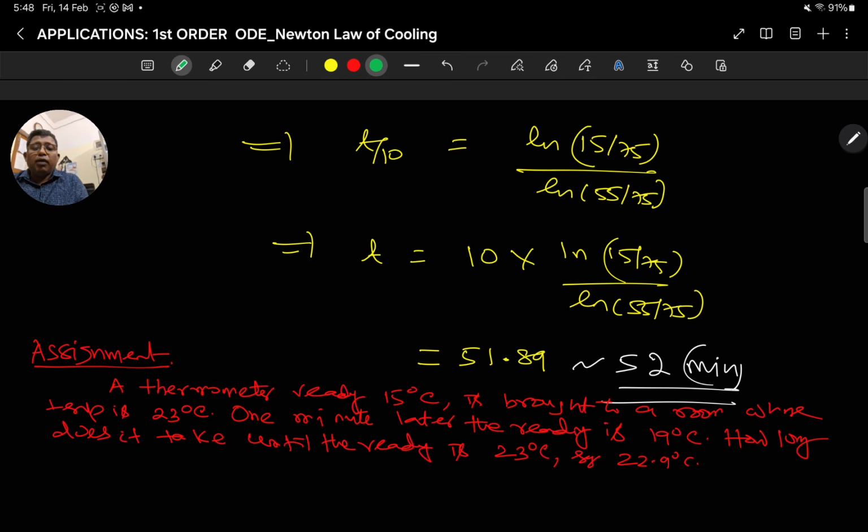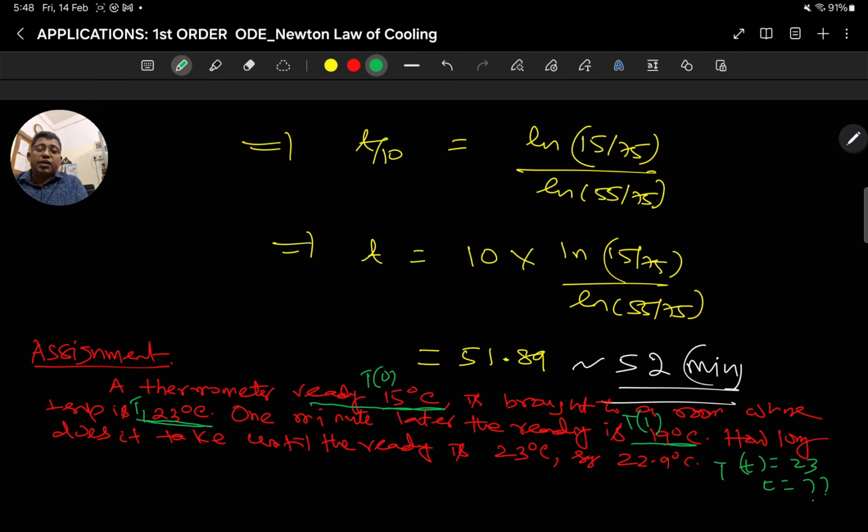To conclude, we have one more assignment problem. A thermometer reading is 15 degrees centigrade. It is brought to a room whose temperature is 23 degrees centigrade. This is your T1, and this is your T0. Initially the reading is 15 degrees centigrade. One minute later the temperature dropped to 90 degrees centigrade. This is T of 1. How long does it take for T to be equal to 23? We have to find T. You should solve it in a similar pattern.